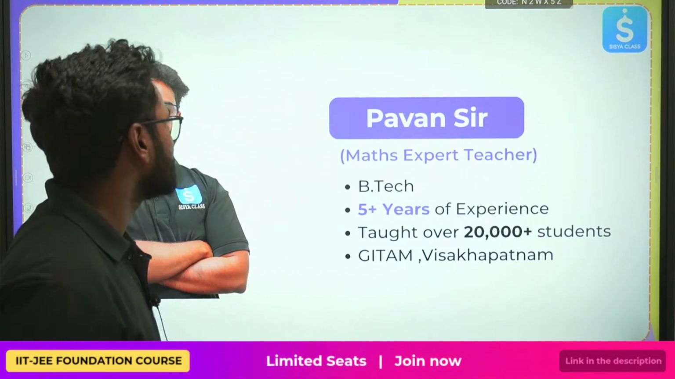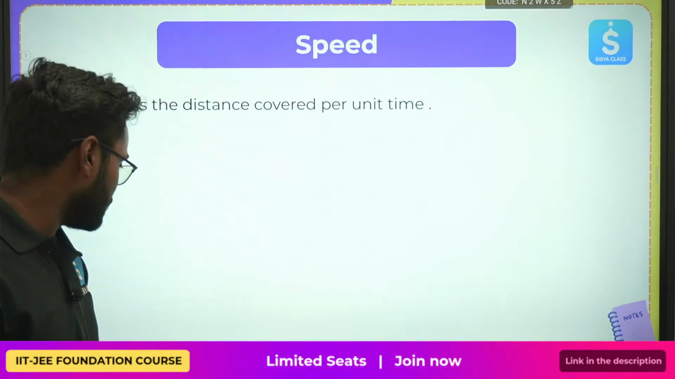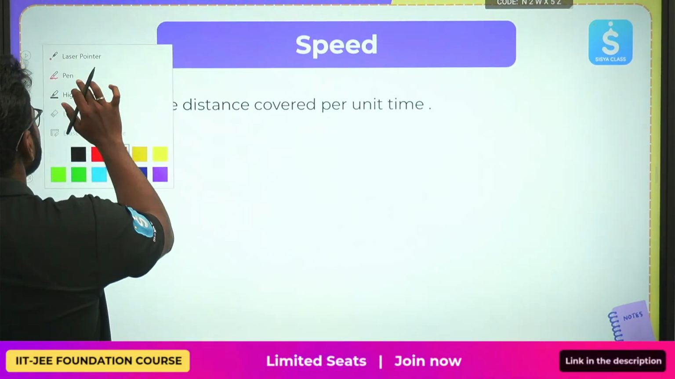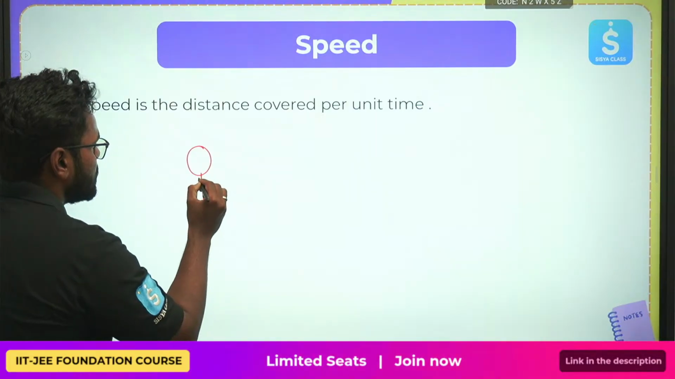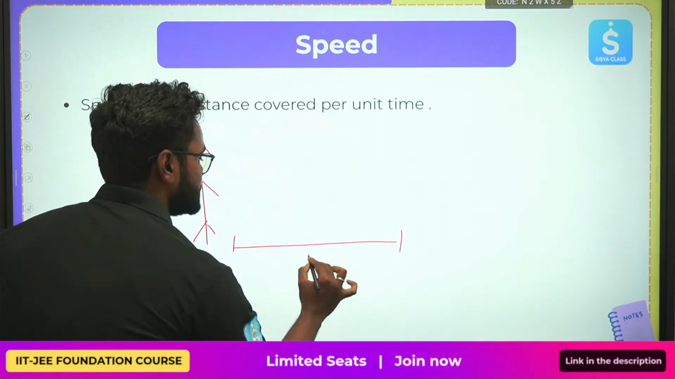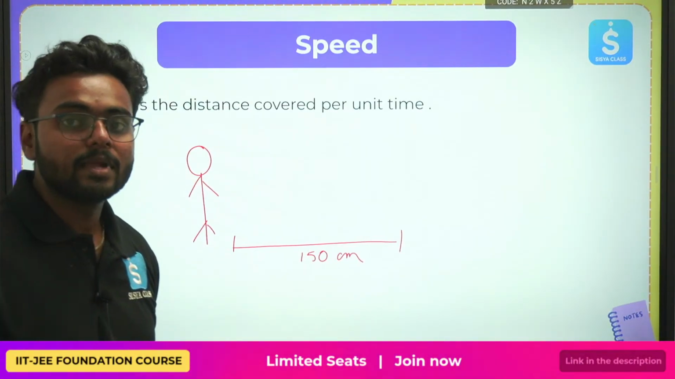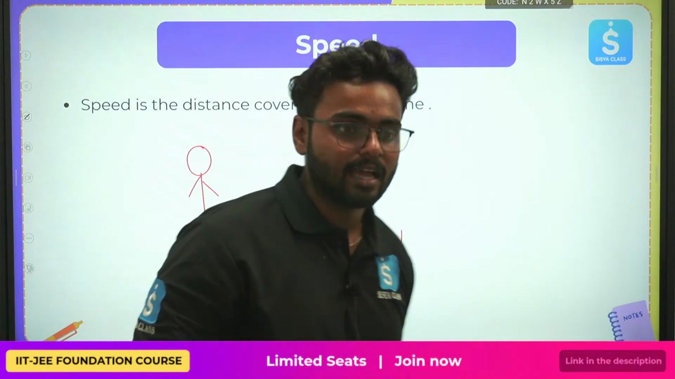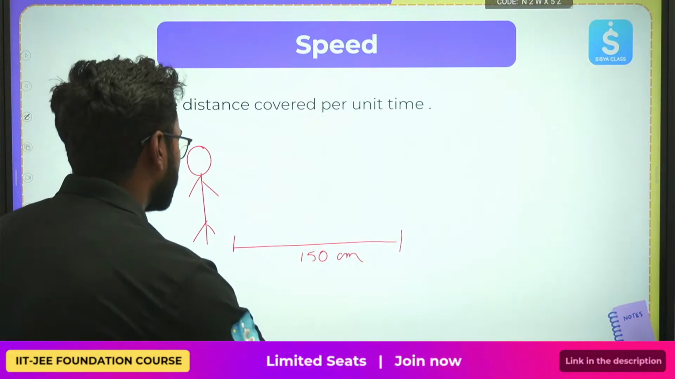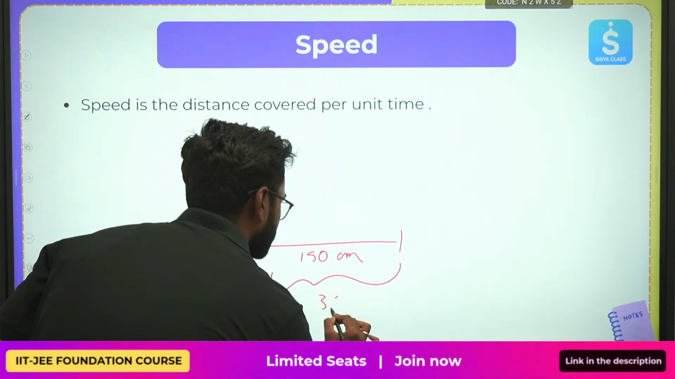Let us see what speed is first. Speed is the distance covered per unit time. Let me give you an example. You have a person walking a certain distance. Let me say this is 150 centimeters. If he covers these 150 centimeters in, assuming, 3 seconds, I have this distance covered in 3 seconds.